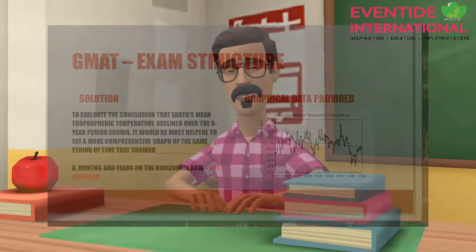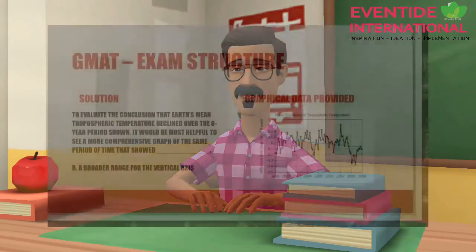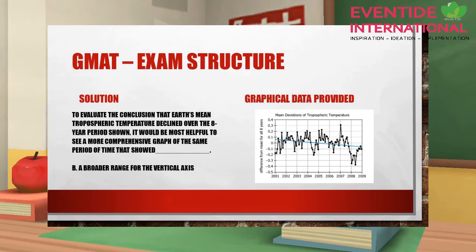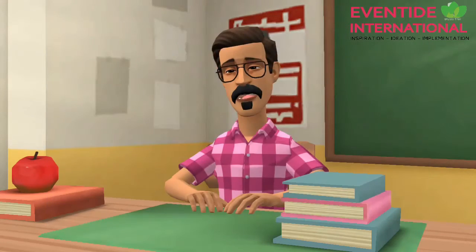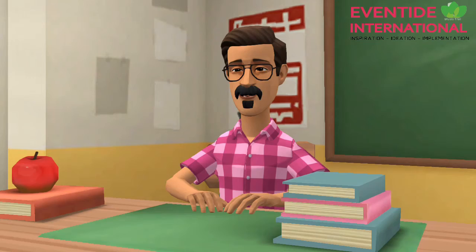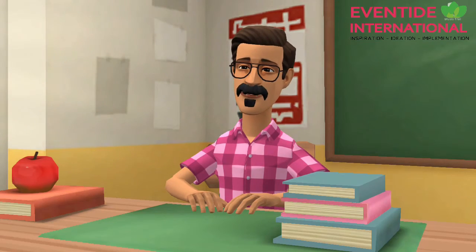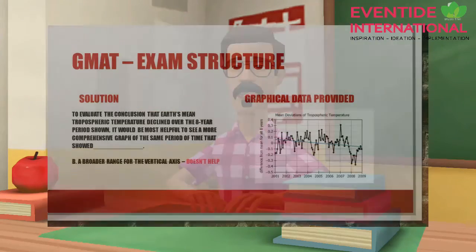Let's move toward the second option. The second option states a greater range on the vertical axis will help us give a comprehensive analysis on the deviation from the mean temperature. However, we can see that all the data points have been placed within the range of the vertical axis. Increasing the range of the vertical axis will no longer help us for a comprehensive study. So option B is out.